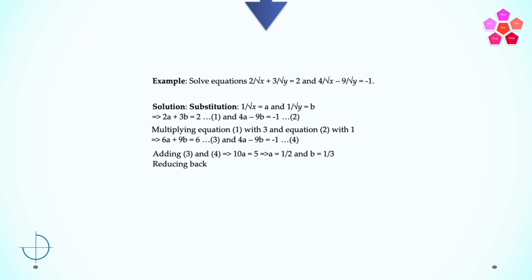Again, reducing back to the original variables, we have 1 divided by root x is equal to 1 by 2 and 1 divided by root y is equal to 1 by 3, which implies that root of x is equal to 2 and root of y is equal to 3. And finally, squaring both sides, we get x is equal to 4 and y is equal to 9 as the answer. Pair of linear equations can also be created by word problems.